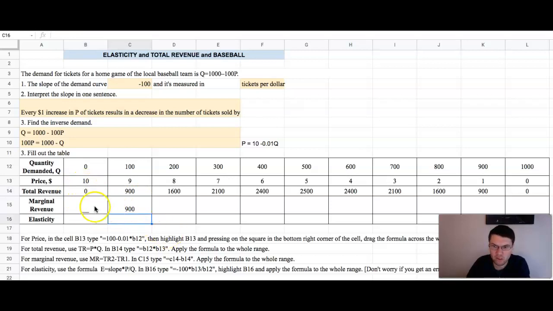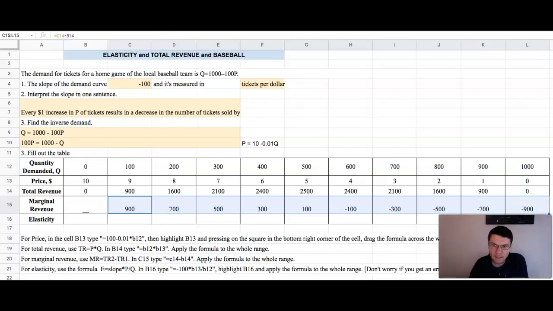So the first dollar reduction in price increases our total revenue from 0 to 900. So the additional total revenue is 900. The second dollar reduction in price increases the revenue from 900 to 1600, which corresponds to a $700 increase in revenue. The next increase from 1600 to 2100 is just a $500 increase in revenue. And then if we expand the formula for the whole range, looks like the marginal revenue is decreasing, and at one point it starts being negative. That means lowering the price even more starts to reduce our revenue rather than increase it.